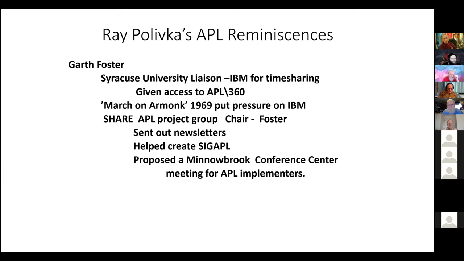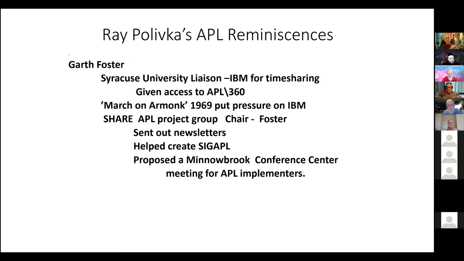Now, the March on Armonk, as I mentioned earlier, by the SHARE group, the APL people in the SHARE group, put pressure on IBM. And they made Garth the chairman of the APL SHARE group because he was neither a customer nor an IBMer. He was in, you know, academics. And he did three things: send out newsletters, help create SIGAPL, and proposed the Minnowbrook Conference Center as a place for APL implementers to come and discuss what they were doing. See, by this time, other companies and schools were thinking about creating something equivalent to APL.